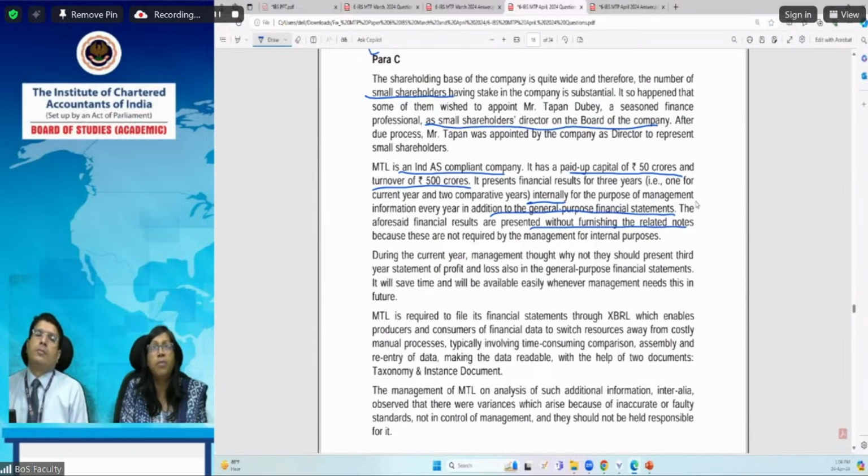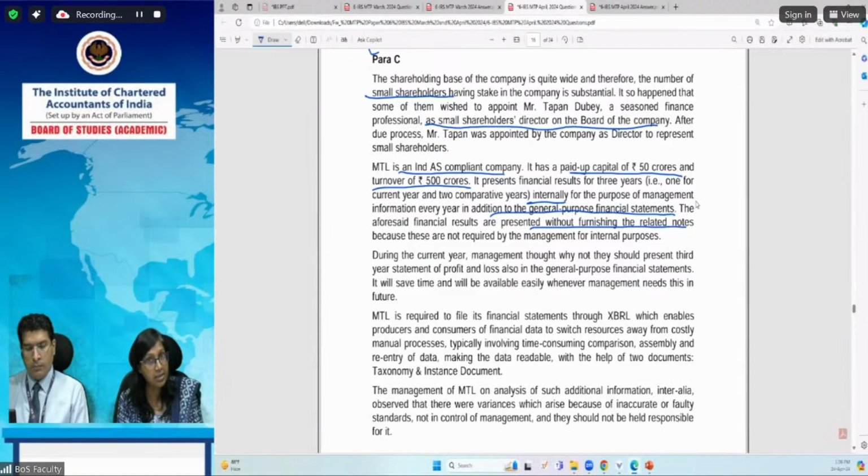So they are saying that, in addition to the general purpose financial statement, they were supposed to give 3 more additional information to management. However, they want one document to be prepared which is relevant both as a general purpose financial statement and also for management. So they are planning to include all the information in one financial statement, termed as general purpose financial statement. So now we have to see. It will save time and it will be available easily whenever management needs this in future.